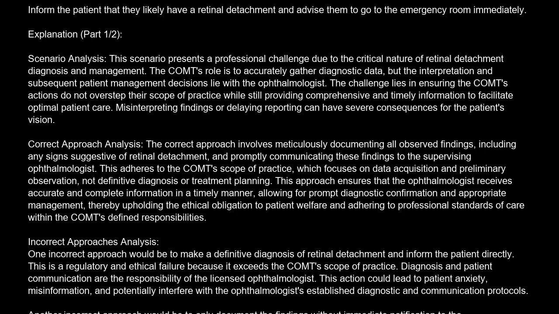The correct answer is A. Inform the patient that they likely have a retinal detachment and advise them to go to the emergency room immediately.